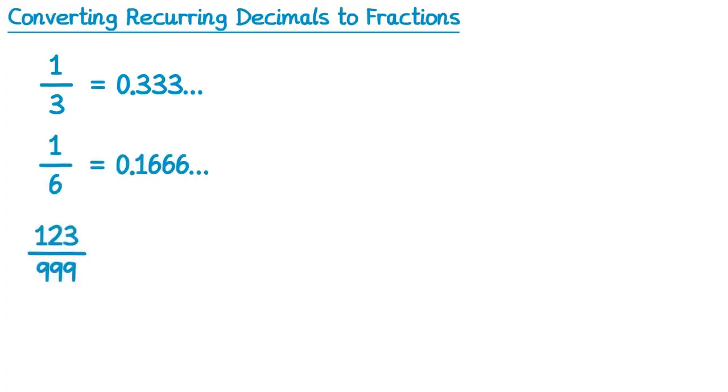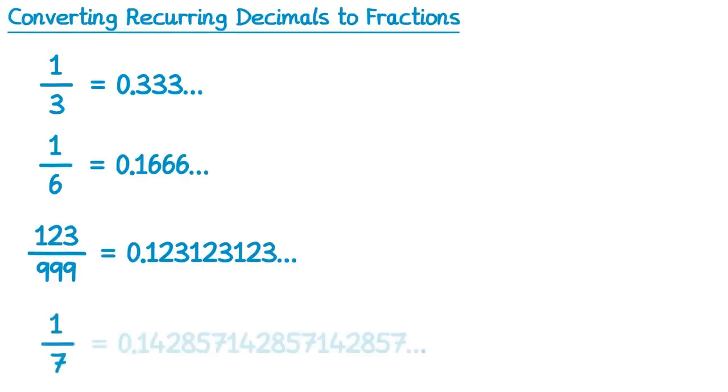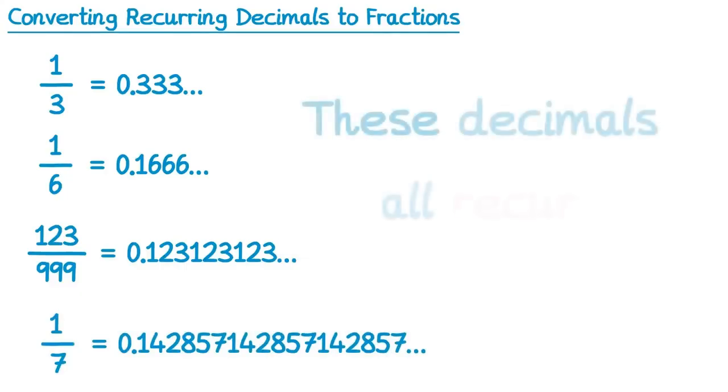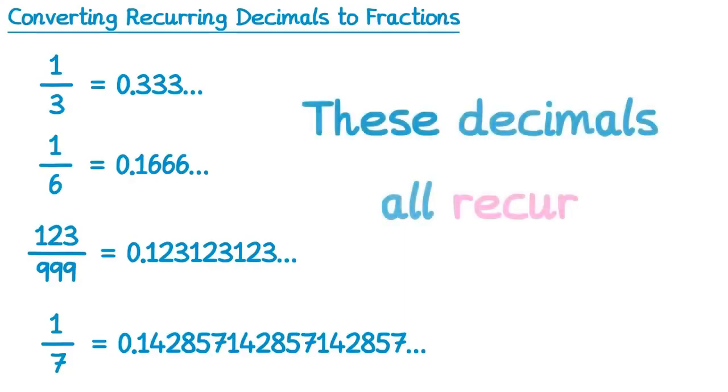You've even got fractions like this, 123/999, which is 0.123123, and that whole section of 123 repeats forever. And you've even got 1/7, where there's a very large section of repeated numbers. We would say that these decimals all recur because they have a repeating pattern to them that never ends.